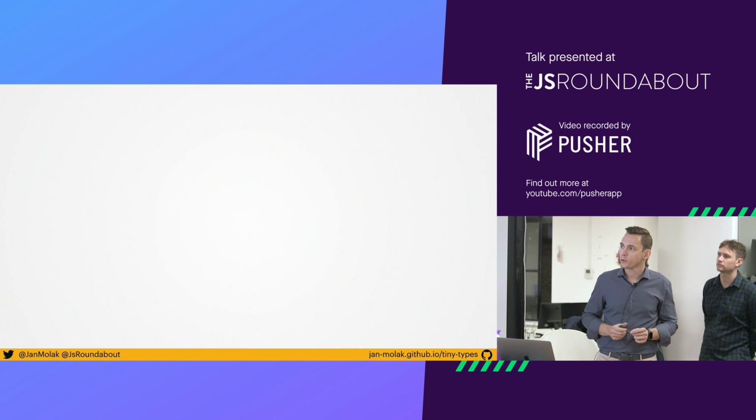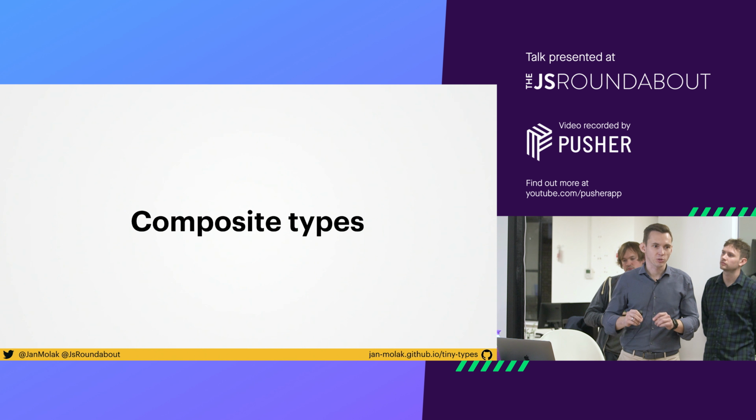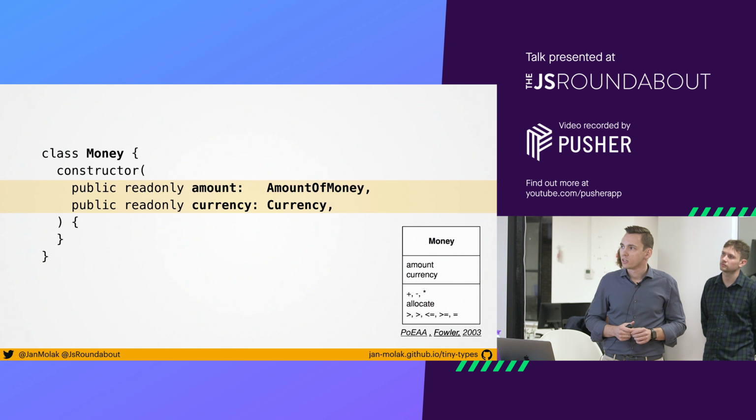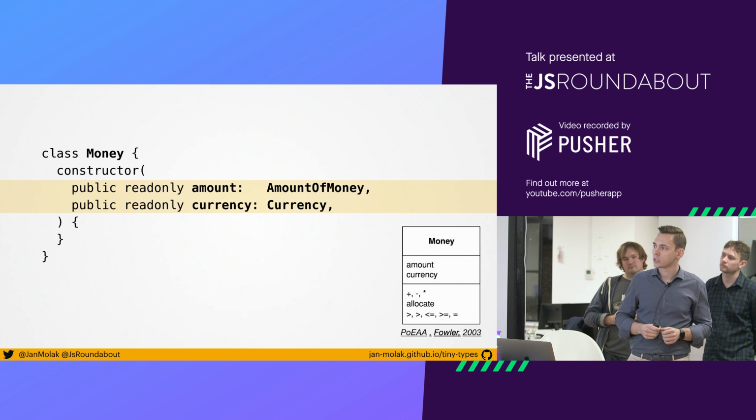Now, we could apply the same logic to composite types. So you remember I told you about money being one of my absolute favorite types because it's represented in so many different ways in so many different systems. Now, in 2003, in his book Patterns of Enterprise Application Architecture, Fowler proposed that money should be represented as a composite type of amount and currency. Now, we could do this quite easily with TinyTypes.